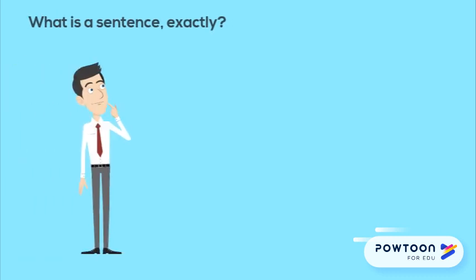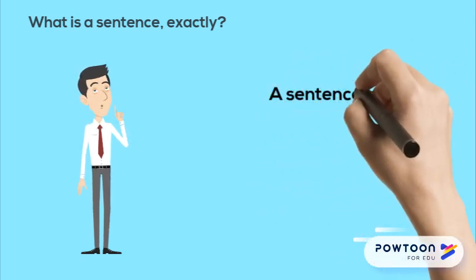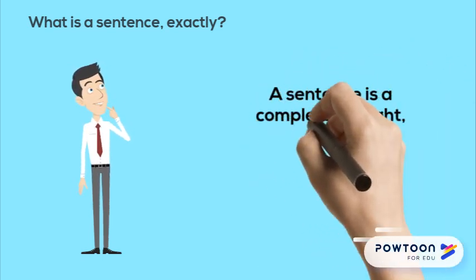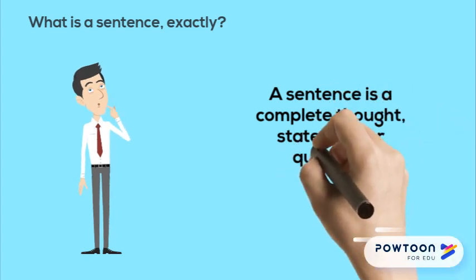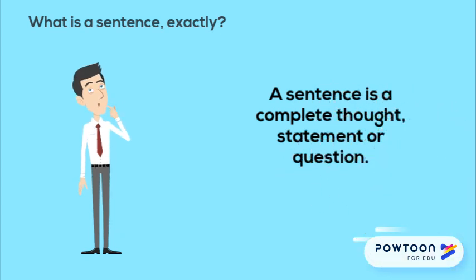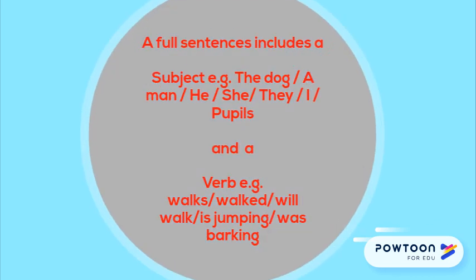Obviously, before you can build a house, you need solid foundations. Before you're able to craft a masterpiece, you've got to know the basics. So let's start with the question, what is a sentence exactly? Think of a sentence as a complete thought, statement, or question. A sentence which makes complete grammatical sense must include a subject and a verb. Find out more information about what makes a full sentence in the sentence types video.